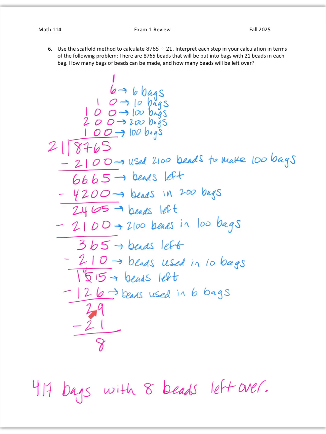How many bags of beads can I make? If you put 21 beads in a bag, I can make one more bag. So that's what this one is up at the top. I can make one more bag. One bag of 21 is 21 beads used in the one bag. Okay, so this 29, this was beads left. 21 is beads used in that one bag that we just made. And when I subtract, I get 8. I cannot make another full bag of 21, so 8 is my remainder or my leftover beads.